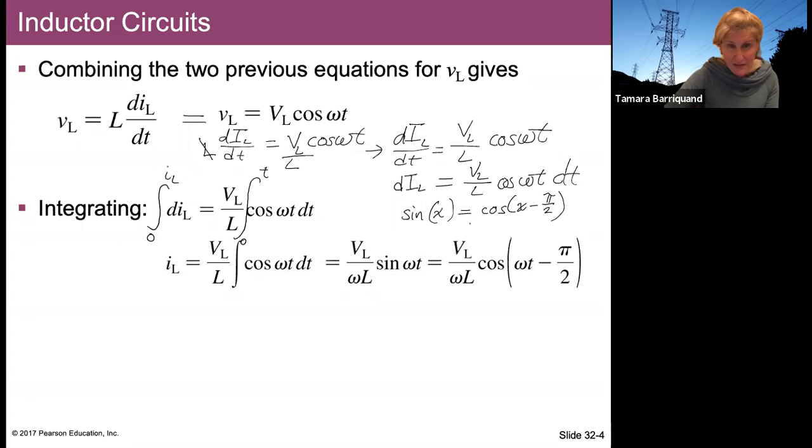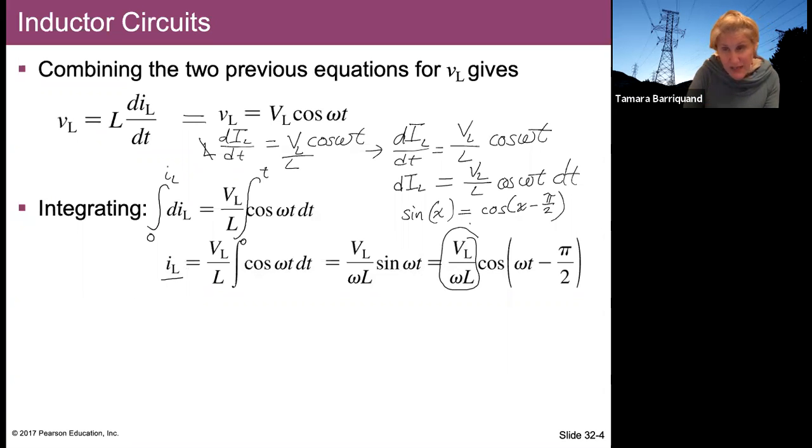So using that, we can rewrite this as the peak V sub L over omega L cos of omega t minus pi over 2. So now we have this in the form that we're looking for, where we see that our instantaneous inductor current is equal to some constant right here times cosine of omega t and some phase shift here, minus pi over 2.